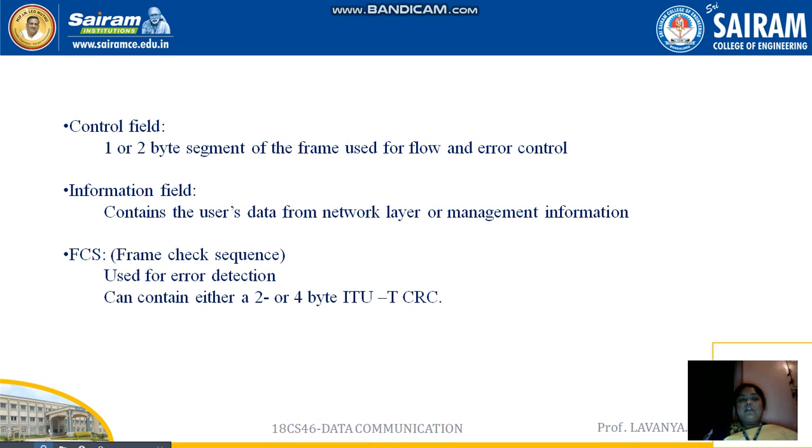The next one is the control field. The control field tells about the control information or controls the data within that frame. Here 1 or 2 byte segments of the frame are used for flow and error control, meaning all the frames are sent in sequence order and without any error.